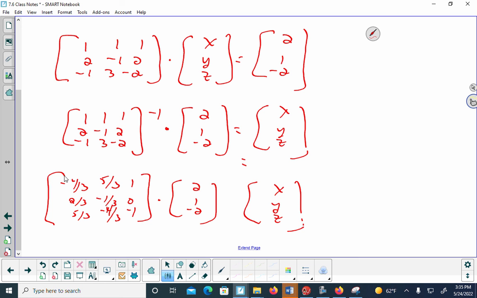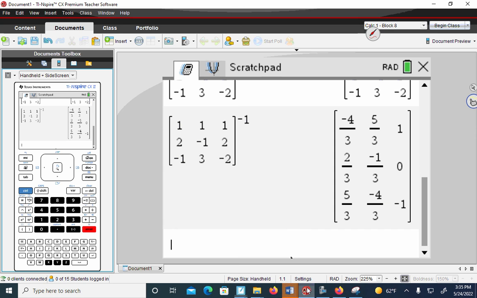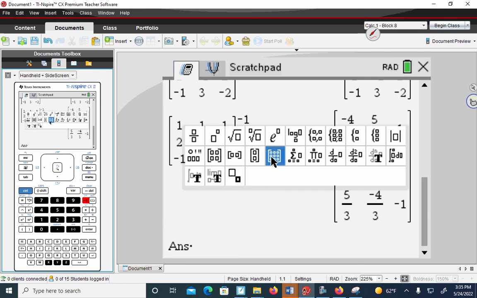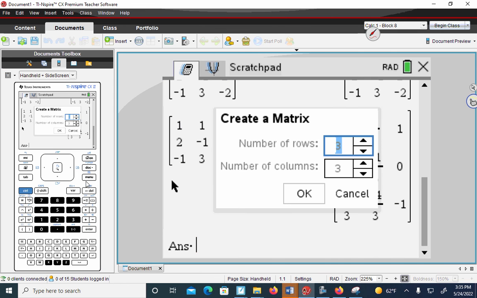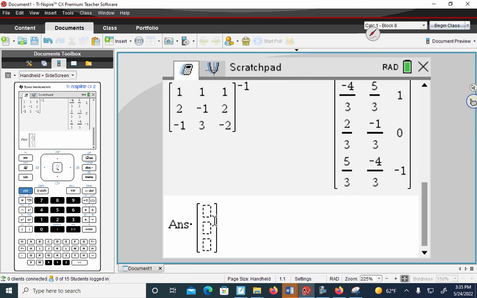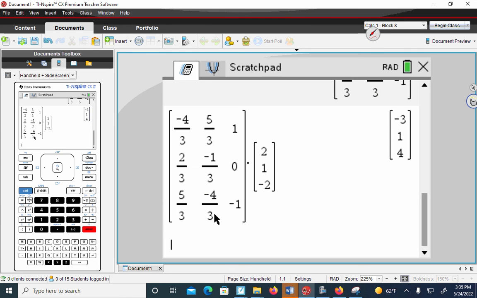answer, which I'm just going to hit times, and it should bring that answer back to me. So I'm going to take this, I'm going to say times, so it takes the answer, which is that inverse times, and then leaving that alone, knocking this to a 1, and putting in my answers, which are 2, 1, and -2. And when I do that, I get 3, 1, and 4.